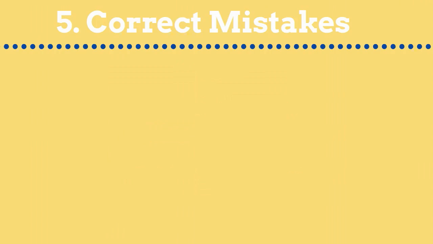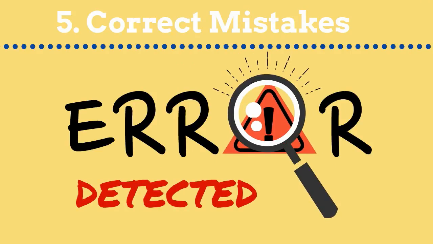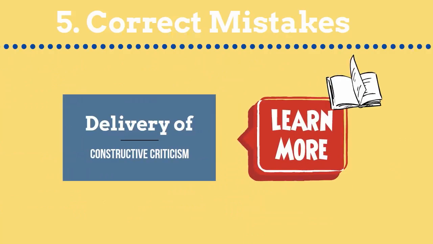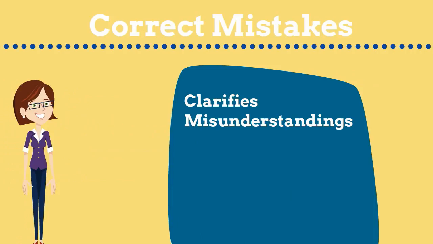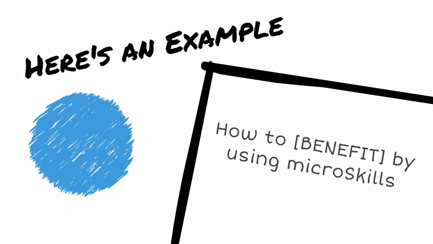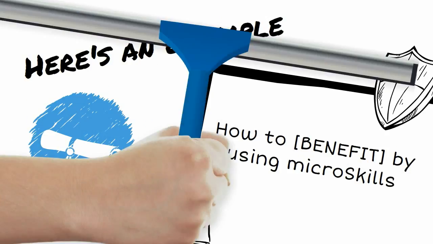Correct mistakes. The flip side of positive feedback, correcting mistakes, involves gentle delivery of constructive criticism and often points the way for students to pursue self-directed learning. The preceptor clarifies misunderstandings about parts of the patient case and urges the student to identify knowledge and reasoning gaps. So here's an example of how the microskills are used in the context of a case.